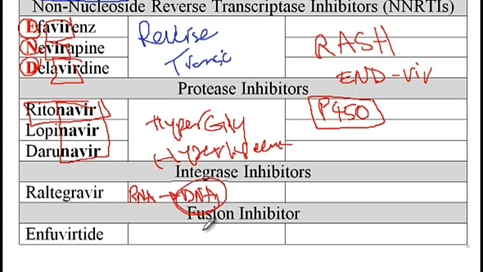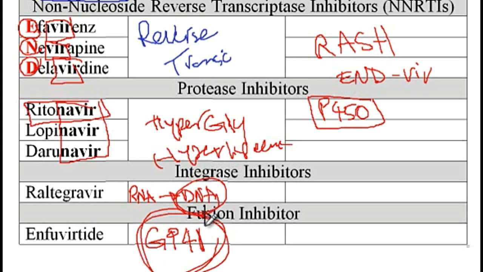And then the final medication is the enfuvirtide, which inhibits the fusion of the virus with the cell. So it inhibits the GP41 protein, the surface protein that induces fusion. And then the way you can memorize it is that fusion inhibitor is caused by enfuvirtide. And that concludes our discussion.